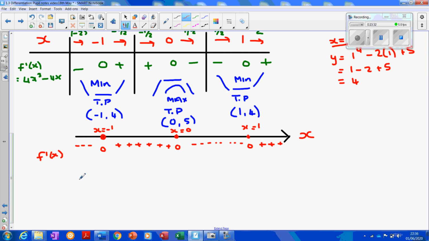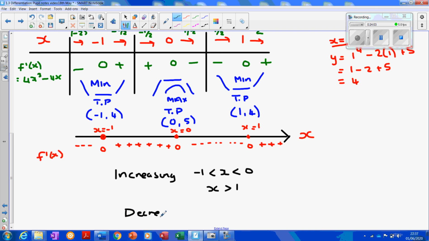Right, so increasing, I need to find out where it's increasing, and it's increasing at the bits where we have wee plus signs. So where is it increasing? This area here. So that area there is all the x values in between minus 1 and 0. So x is in between minus 1 and 0, but it was less than the 0, so you put it like that. It's also increasing at this bit here, and that's where x is bigger than 1.